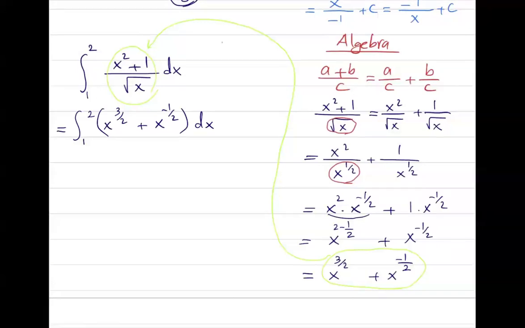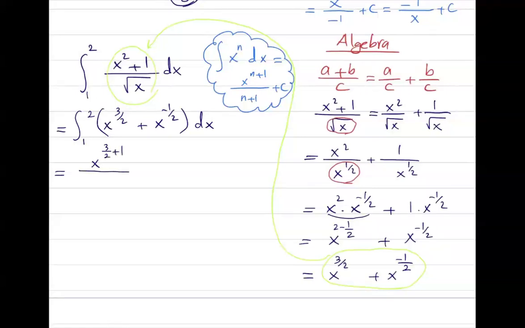Perfect. So let us go back to the integral of x to power n dx, which is x to power n plus 1 divided by n plus 1 plus constant of integration, and do the calculation, everyone. This can be written as x to power 3 halves plus 1 divided by 3 halves plus 1, as x is ranging between 1 to 2, plus x to power negative a half plus 1 divided by negative a half plus 1, as x is ranging between 1 to 2.